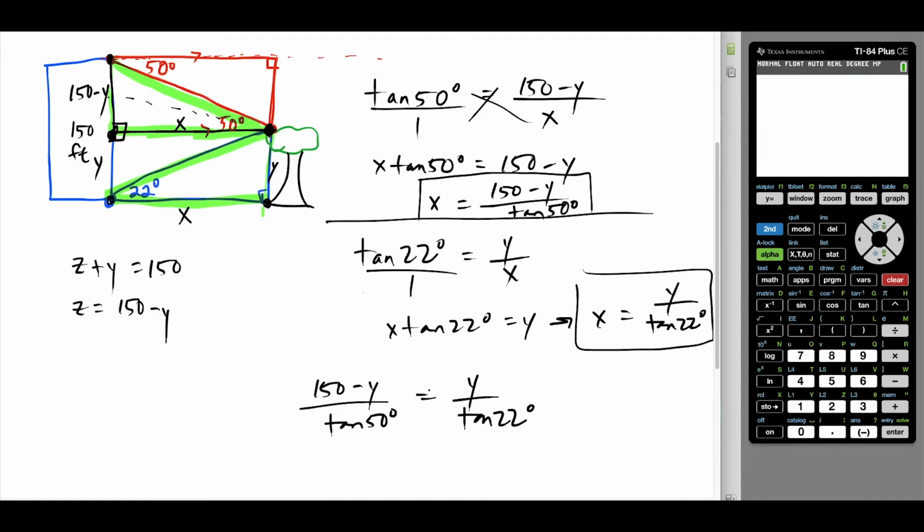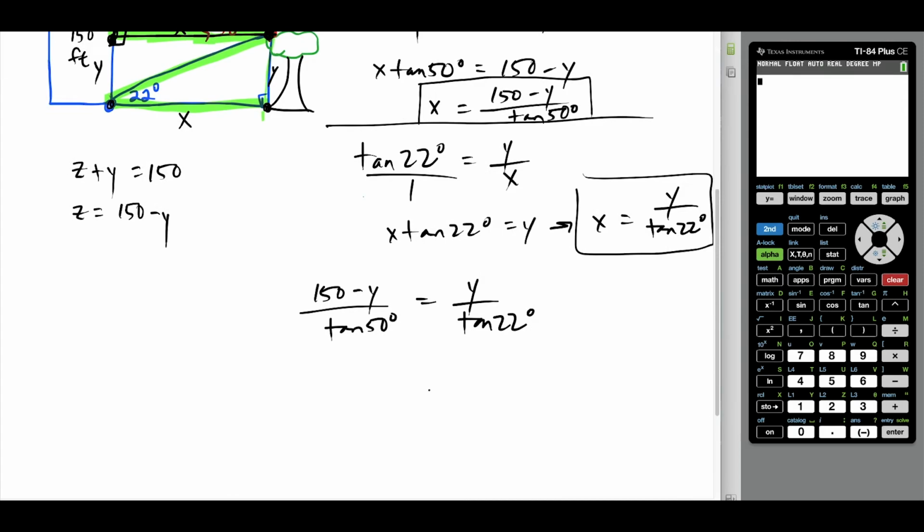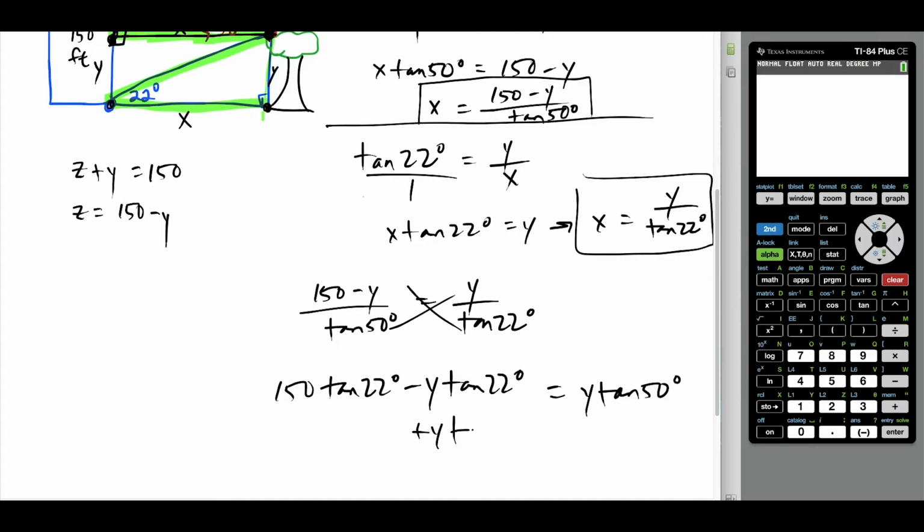And now the goal is to just solve for y. We'll go ahead and do the algebra here. We could cross multiply first, and if I do 150 minus y times tangent 22, I have 150 tangent of 22 degrees minus y times tangent of 22 degrees equals y times tangent 50. So if my goal is to solve for y, I'm going to get all the y terms on one side. So I'm going to add y tangent 22 on both sides.